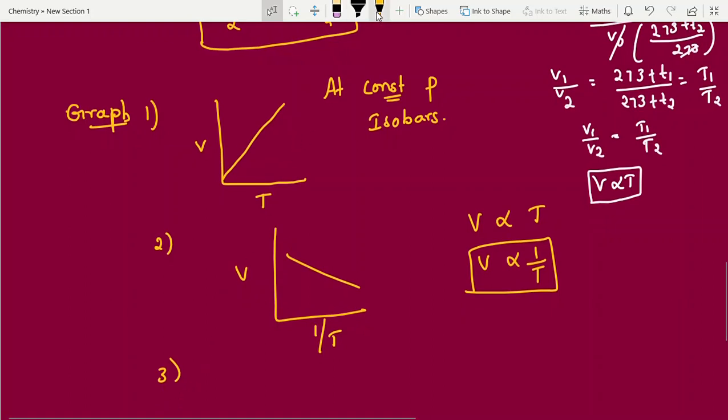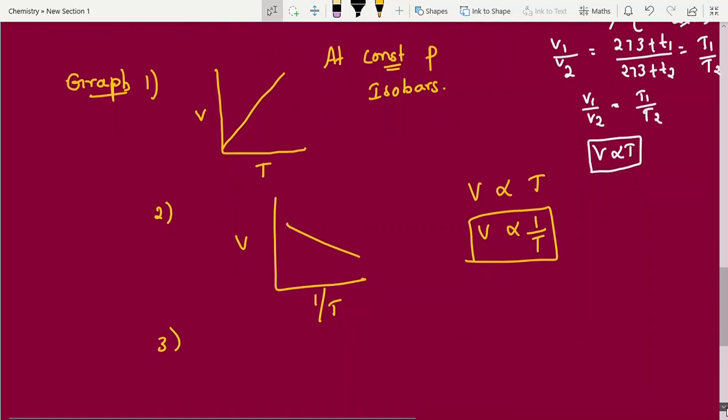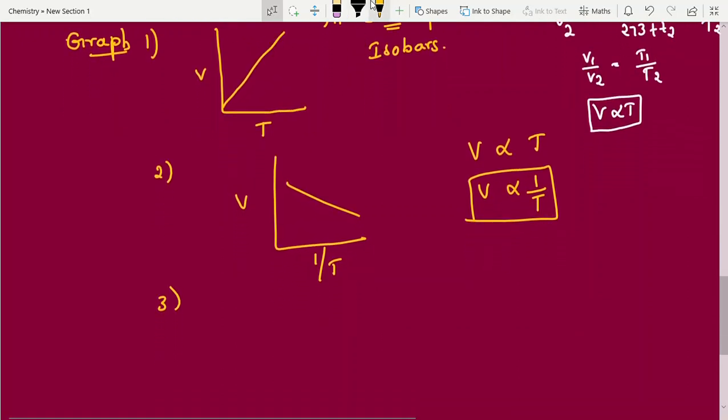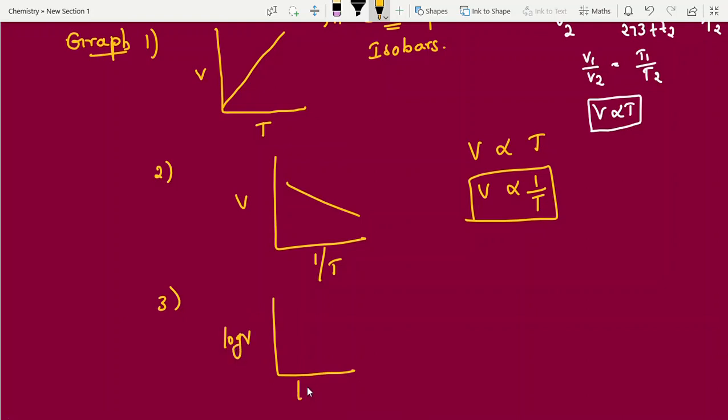Same as Boyle's law, which I had explained, log versus log values. The same graph I am showing here, students. Apply logarithms. Finally, you will take log V versus log T. So we'll get a graph like this. Okay, now next one more, the fourth one.